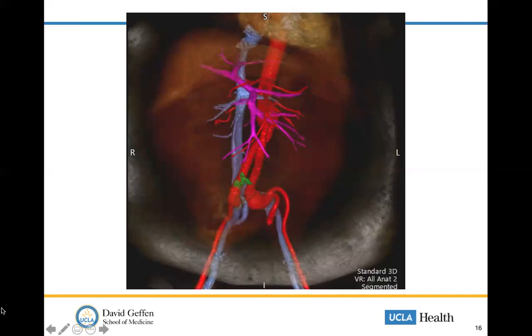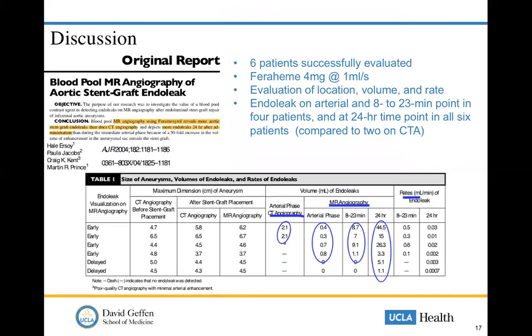So what has been shown before? Urso in 2004 looked at ferumoxytol MRA in 6 patients. They showed the location, volume, and rate in 4 patients in arterial and delayed 8 to 23-minute images, and in all 6 patients on delayed 24-hour images with MRA, compared to only 2 by CTA.